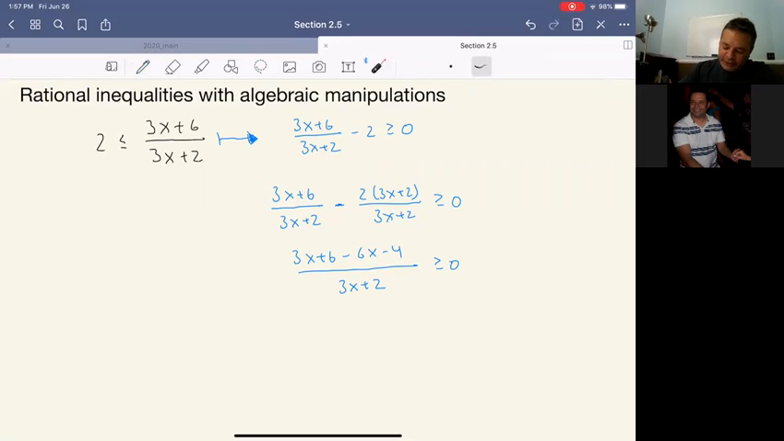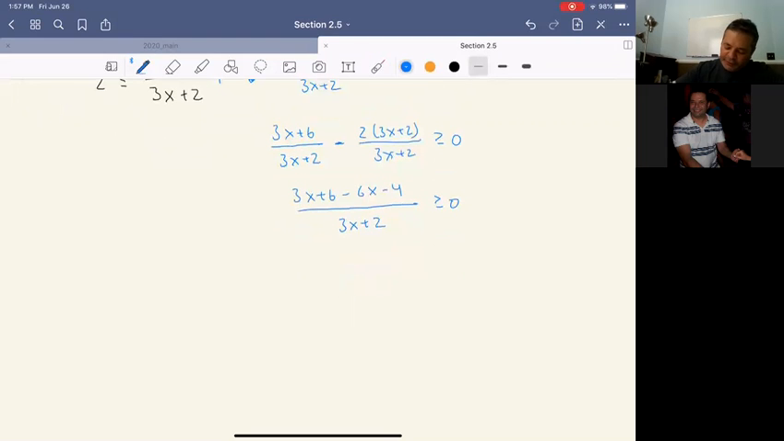So what did I do here? 2 times 3x is the 6x. 2 times 2 is the 4. And they both get negatives from here. Okay, so now simplifying this out, negative 3x plus 2 over 3x plus 2 greater than or equal to 0.